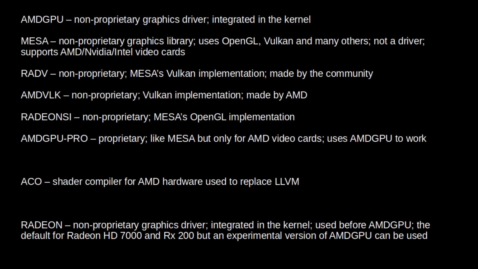AMDGPU is a non-proprietary graphics driver integrated in the kernel. Mesa is a non-proprietary graphics library, it uses OpenGL, Vulkan, and many others. I listed only these two because I think if you're only a user, these are the most important ones that you're going to look out for. It's not a driver, it supports AMD, NVIDIA, and Intel video cards, and it also by default uses RADV.